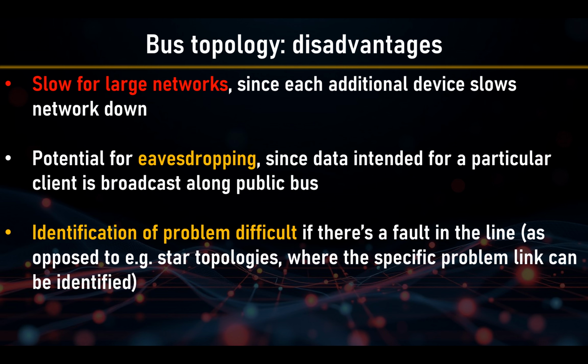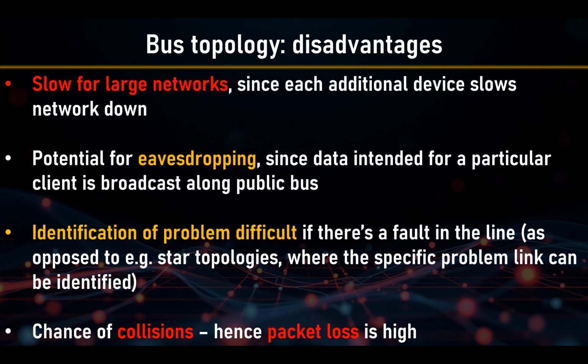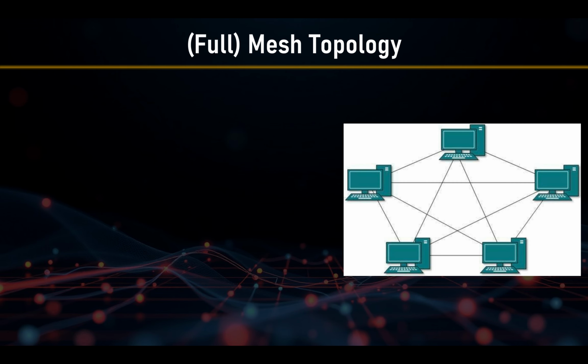Because if you have, let's say, a long bus line, maybe 100 meters, you don't exactly know the specific point where the connection is broken. So you don't know the specific part of the wire that's broken. Whereas with something like a star topology, it's going to be simpler, because you've just got a one-to-one connection from the device to the central switch, for example. Also, there's the chance of collisions, hence the packet loss is high, and the data is slow.